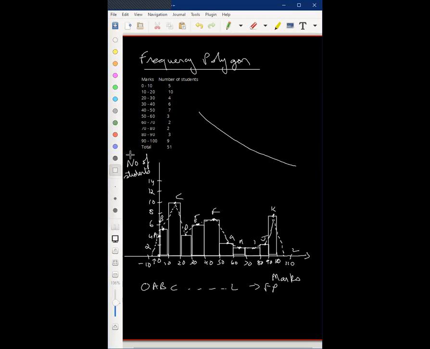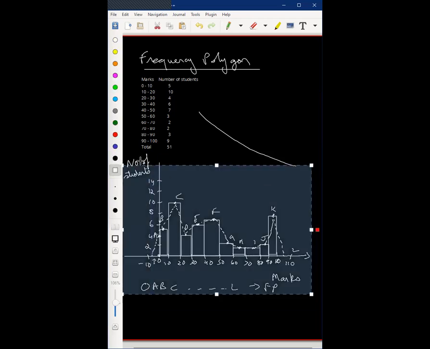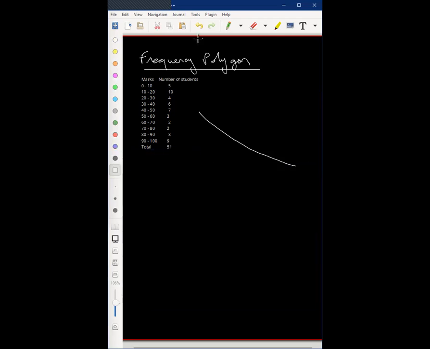Now, supposing we want to make a frequency polygon without making the histogram, because basically we want only the frequency polygon. We don't want the histogram, right? So how would we do that? In this, what we would do is find the midpoint of the classes with something called a class mark. What is class mark? Class mark is nothing but the upper limit plus the lower limit divided by 2.